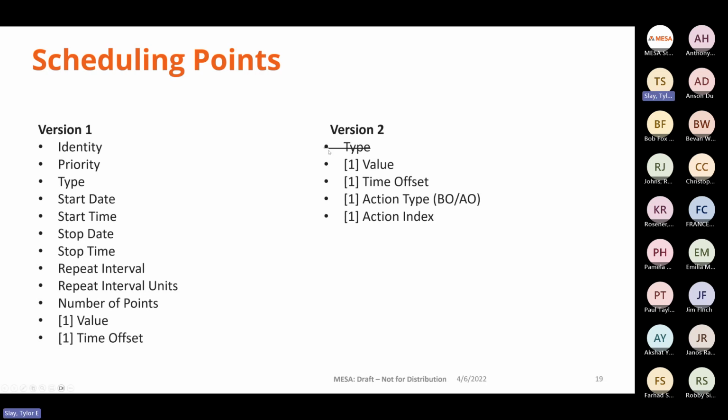So we've eliminated the type in the new version, and instead we have a value, a time offset. Those are the same, but we also have the context of action type if you're writing to a BO or an AO, and the action index. So BO 110, for example, or AO 88, if you're trying to set some specific control.